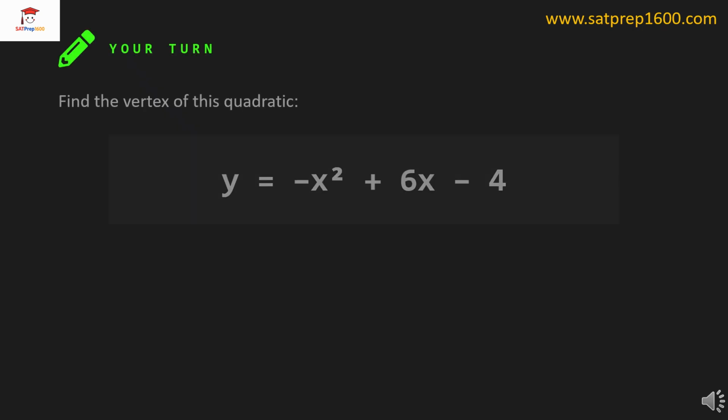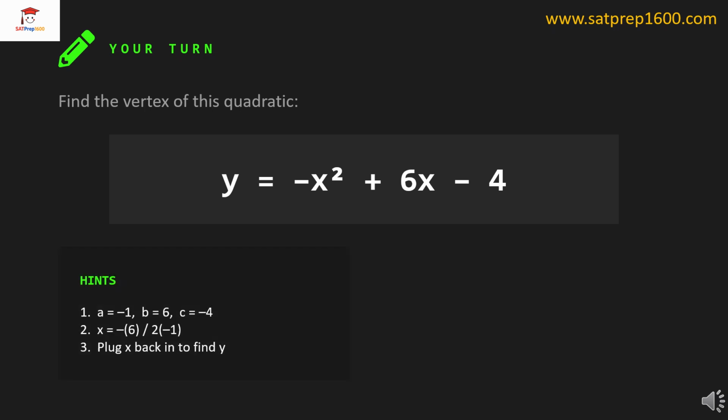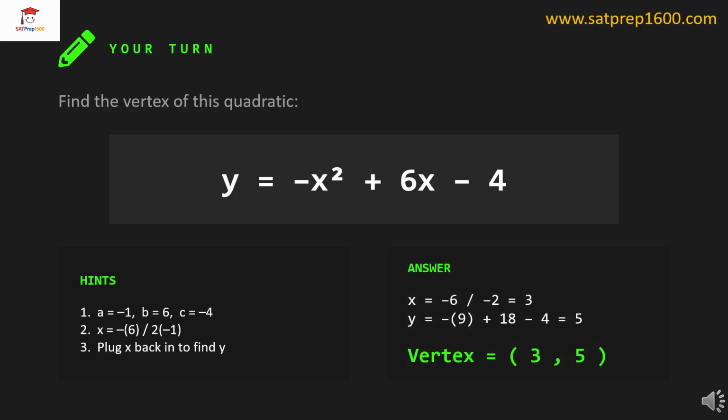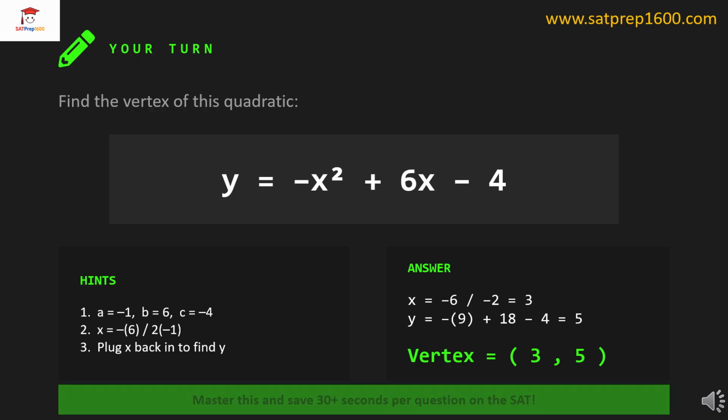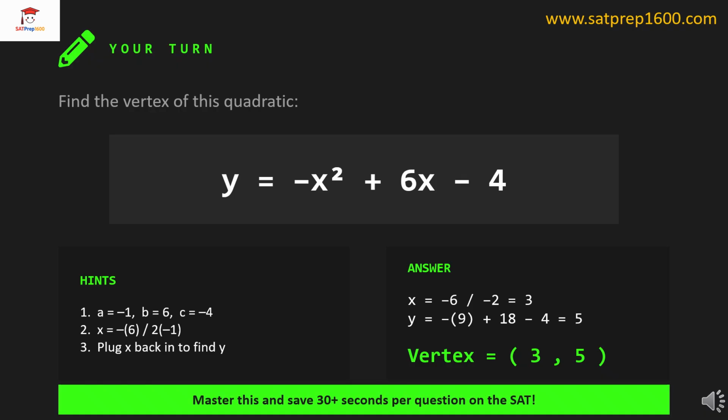This problem has a twist. a is negative: minus 1. The negative sign in front of x squared means a equals negative 1, not 1. Let's walk through the solution. x equals minus 6 divided by 2 times minus 1, equals minus 6 divided by minus 2, which is equal to 3. Then y equals minus 9 plus 18 minus 4, which is equal to 5. The vertex is (3, 5). Mastering this one formula can save you over 30 seconds per question.